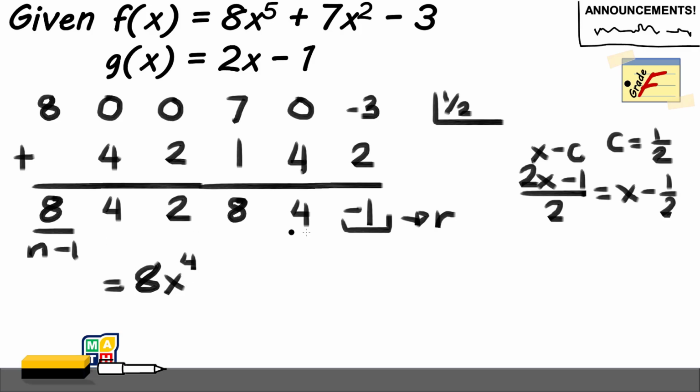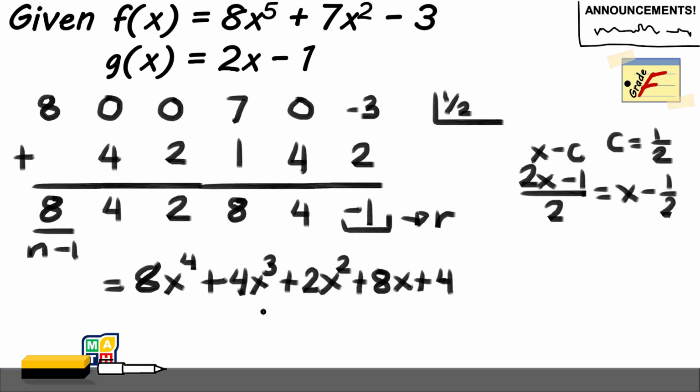To be followed with this in decreasing order. Positive 4, so plus 4, next term is x cubed. Then our 2 is for x squared, so plus 2x squared. And then you have your 8, so plus 8x. And finally, you have your constant of 4, plus 4. This is our complete quotient: 8x to the power of 4 plus 4x cubed plus 2x squared plus 8x plus 4. But there is something missing there, the representation of our remainder.